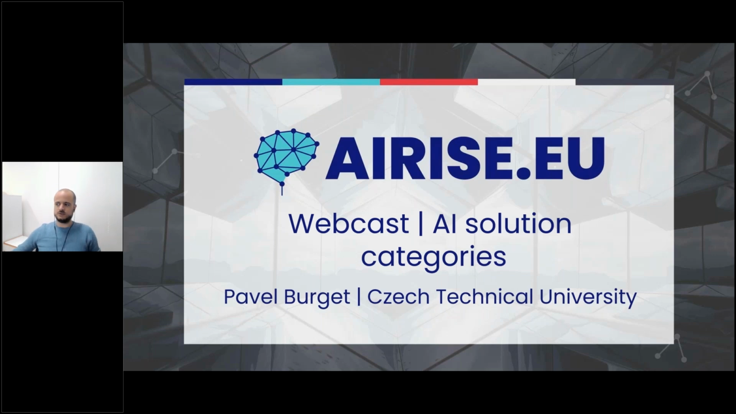Today's topic is going to be around AI solution categories. We are going to see how AI can help you, what are the different types of AI that one can use, and what is the main difference between those, and also what is common between such solutions and see some examples of AI solutions in manufacturing.